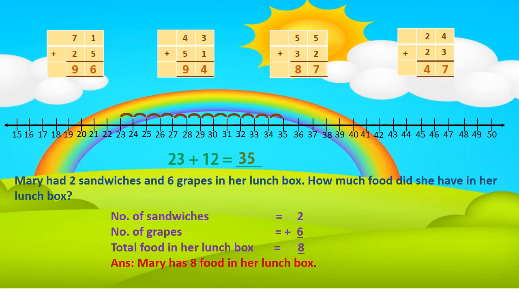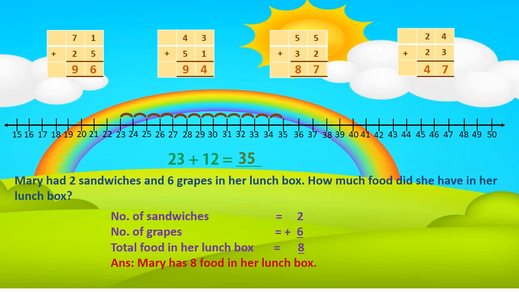In the next sum, using the number line, you will have to add 23 plus 12. So when you stand on 23 and you hop 12 times, you reach number 35. So 23 plus 12 is equal to 35.